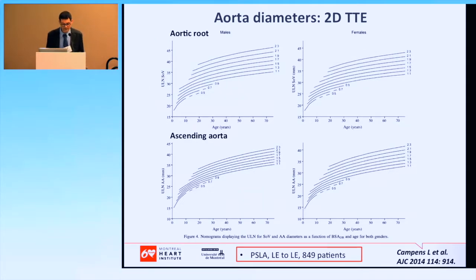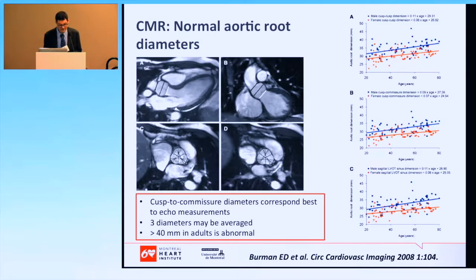And there are similar data for 2D TEE, both in the aortic root and in the ascending aorta. There is also a similar set of data for CMR, and then if you draw a line at 40 millimeters, if that's your go-to diameter, you're very unlikely to miss severe dilatation, but you may miss patients who are actually large for their body size.